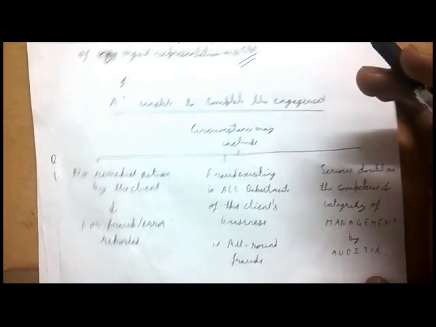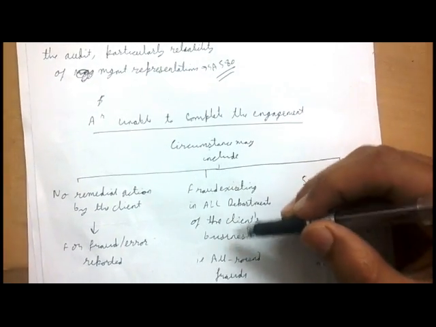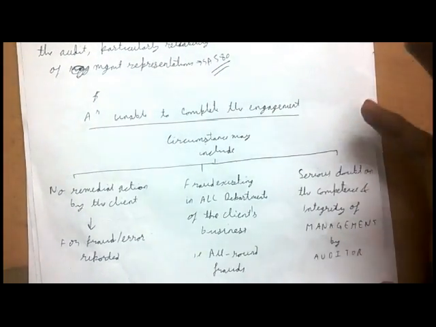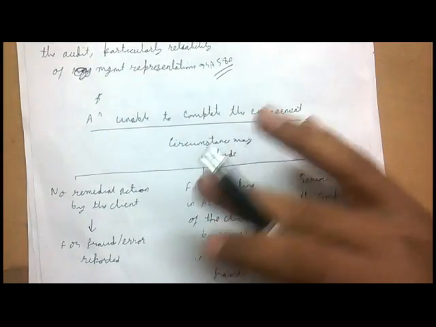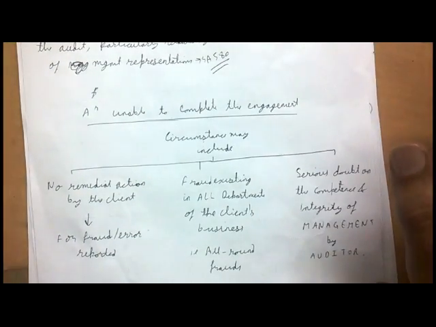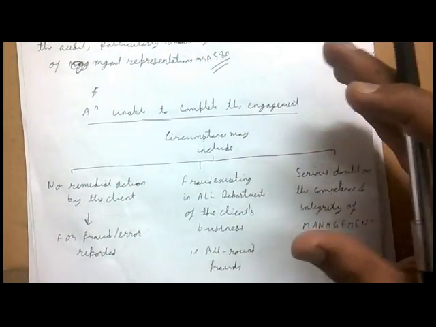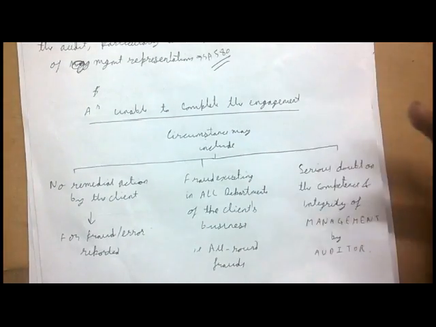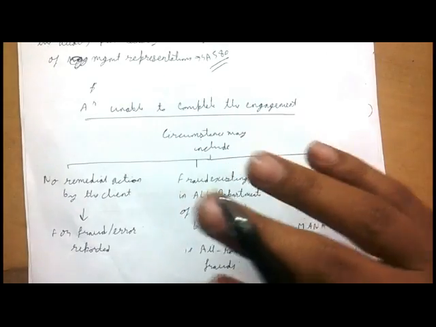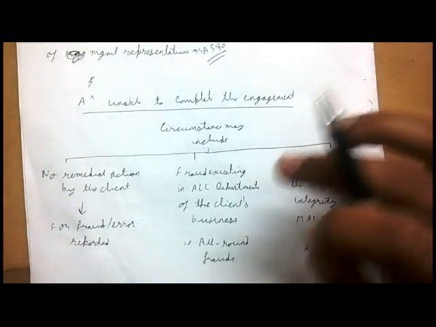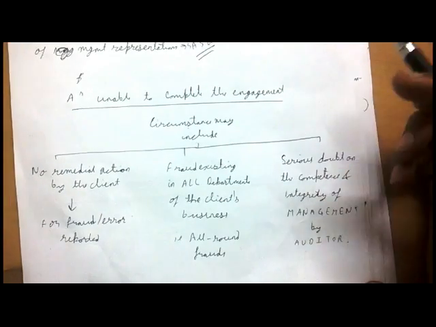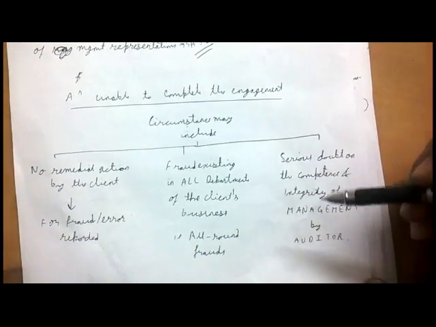Now, the second instance could be that the fraud is existing in all the departments. The whole organization is suffering from frauds or errors. Every department has a fraud. Everyone is in collusion with each other. They are helping themselves to commit fraud. So the condition of the organization is worse as far as frauds are concerned. Every person is committing a fraud. So in this case, the auditor has to maybe look for withdrawing from the engagement.